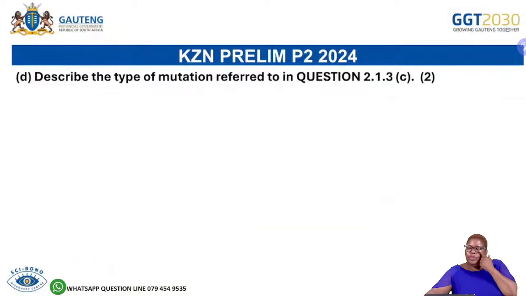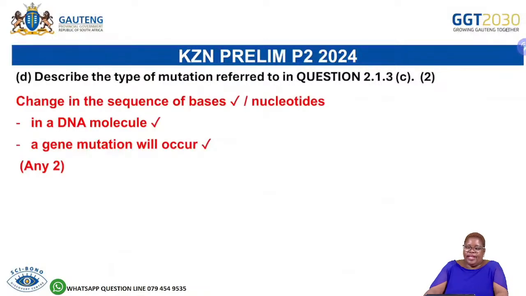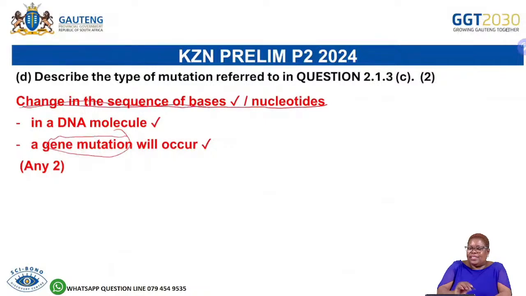Describe the type of mutation referred to. Now, the type of mutation there is gene mutation. Why gene mutation? Remember, you also need to know your terms, right? So gene mutation is the change in the sequence of what? The bases, the DNA sequence, nucleotides in a DNA molecule. Okay?